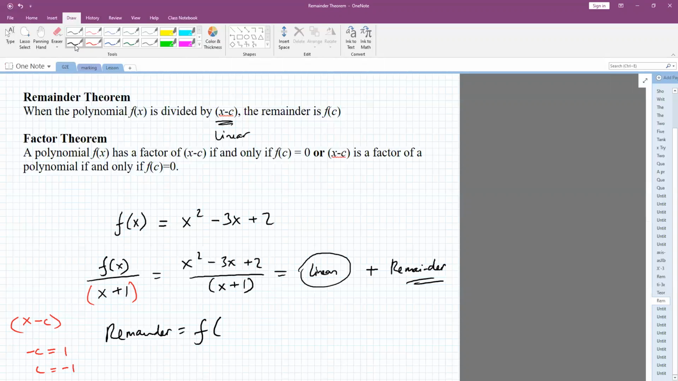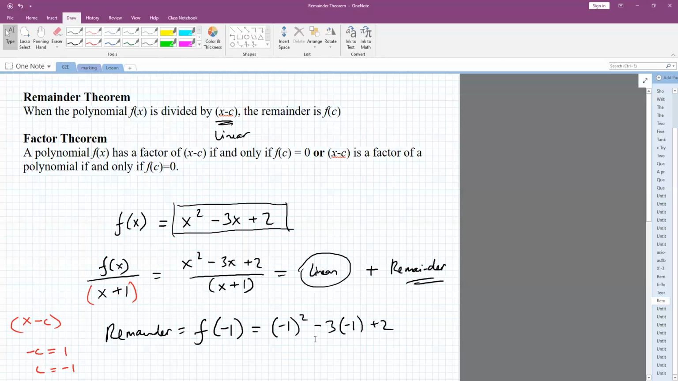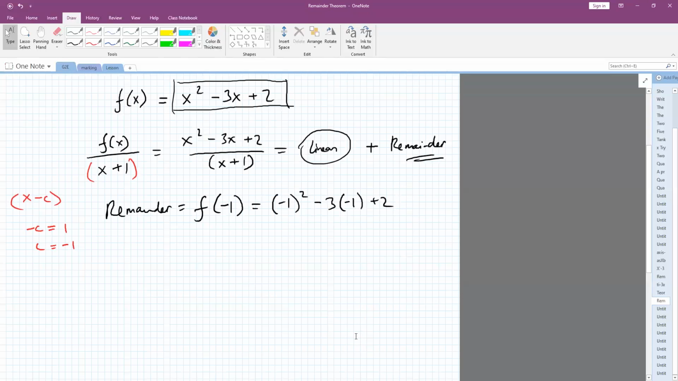So now we are finding f(-1), where what you want to do here is simply insert that number into this expression, this function. So (-1) squared minus 3 times (-1) plus 2. So what we will get is 1 plus 3 plus 2. So this gives us a remainder, in this case, 6.